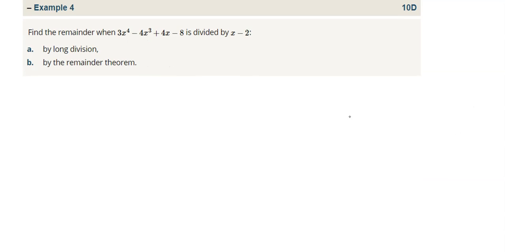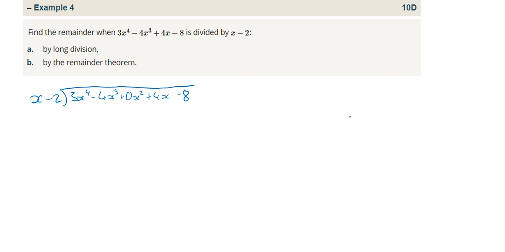So here we go. Find the remainder of that when it's divided by that, by long division and then by the remainder theorem. So we're going to do all that out. By long division, I've got x minus 2. Why am I doing it? Well, it's good practice for starters. So 3x to the 4 minus 4x to the 3 plus 0x squared plus 4x minus 8.